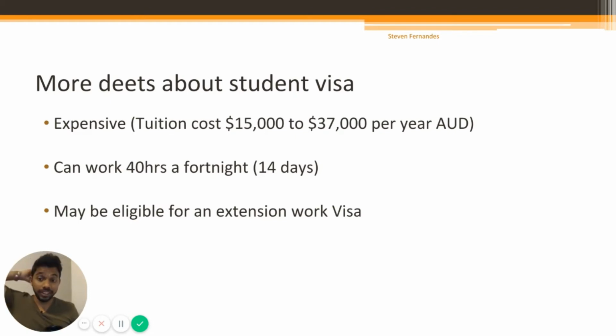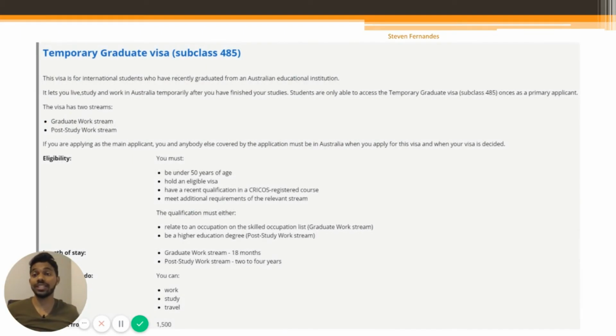Okay, the third point is you may be eligible for an extension work visa. So after studying for a few years, you might be able to work in the country for a few years, which is the next visa that we're going to get into, which is the temporary graduate visa subclass 485. So most people after studying here in Australia for a few years will also like to work here. They find it very nice, or most people choose to go for this visa, or at least the people that I know.